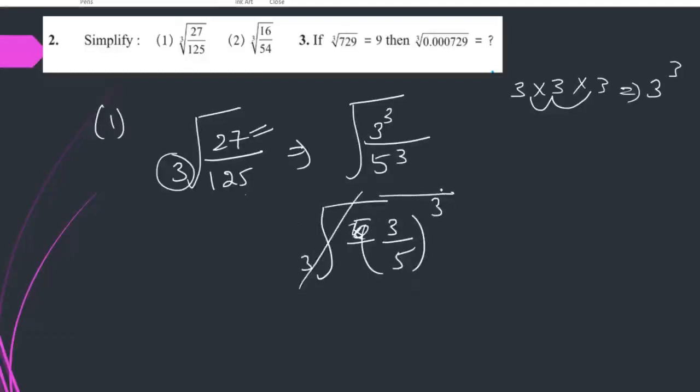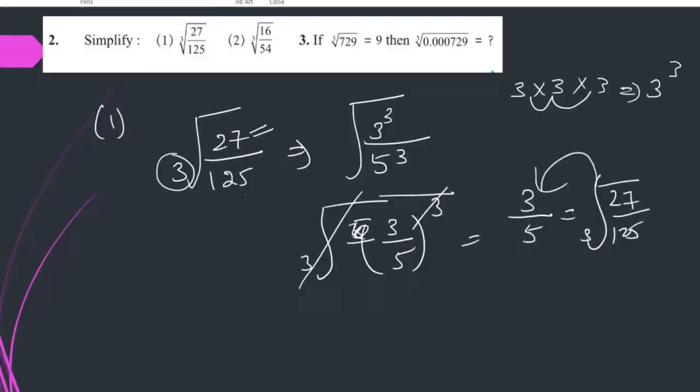Okay, the cube root and cube get cancelled. What is the answer? 3 upon 5. So we are reducing the bigger number into a smaller one. Okay, what is the answer? 3 upon 5 is the answer. What is the second sum? So here 16 upon 54, right? So here cube root.